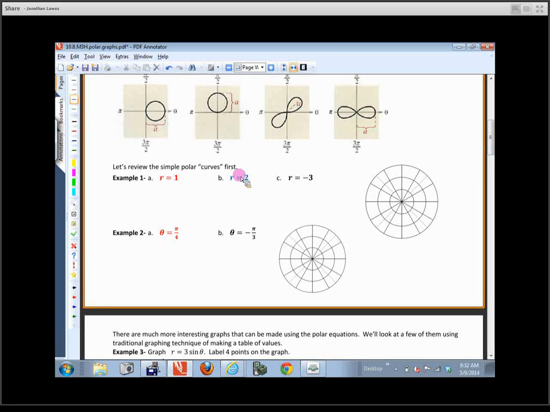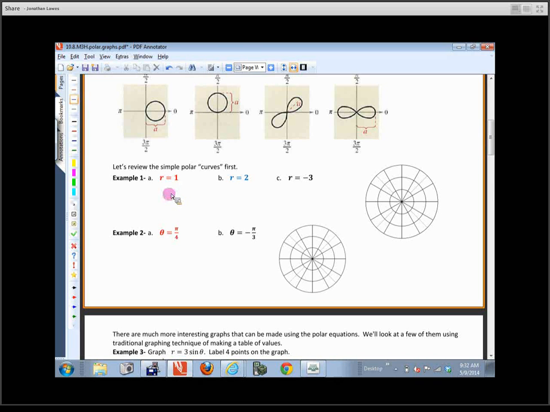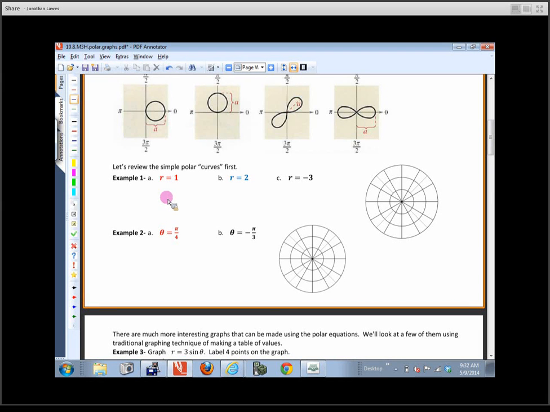Okay, we talked about these yesterday. This one right here just says the radius has to be 1. It doesn't say what the angle has to be. So that means as long as you're 1 unit away from the pole, that's the curve you want. This one says you want the radius to be 2. So as long as you're 2 units away from the pole, you can turn to any angle you want, and that's the curve you get. That's the circle you get. Okay? These are very basic equations and very basic graphs.